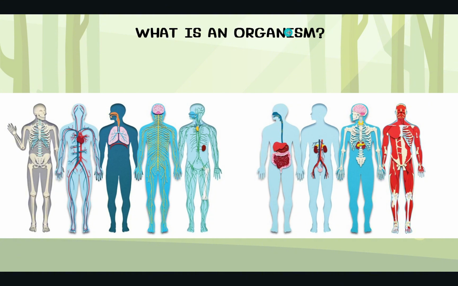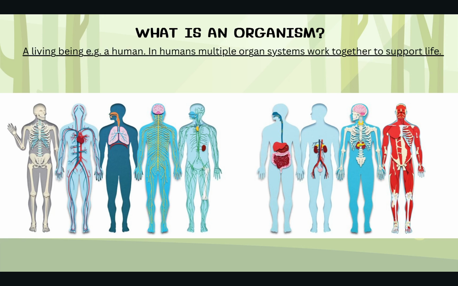So the question right under that on your paper: what is an organism? We're going to expand this definition a little bit. A living being, e.g. a human. Humans have multiple organ systems working together to support life. On the other side, we said it's a living being. Here, we really want to stress that it is more than one organ system working together to form this complex life.